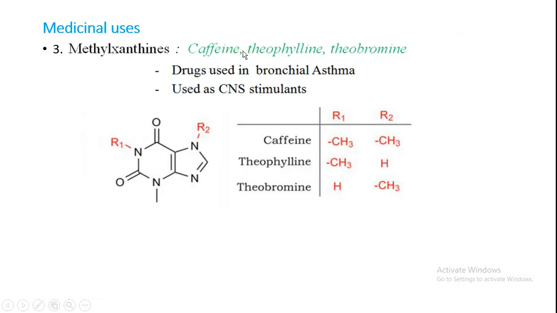Next, methylxanthines: caffeine, theophylline, theobromine. These are drugs used in bronchial asthma, and also as CNS stimulants. We know caffeine is a CNS stimulant. You see the basic structure is xanthine, which is nothing but a derivative of purine. This is caffeine: if you substitute with R1 and R2 as CH3, that is caffeine; theophylline will be CH3, H; then theobromine will be H, CH3. Likewise, these are the medicinal uses of purine.